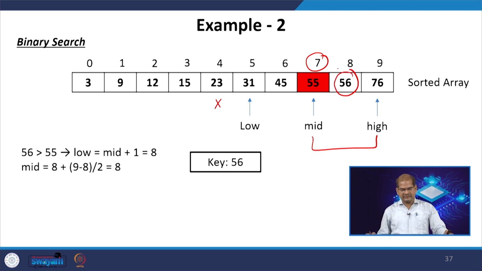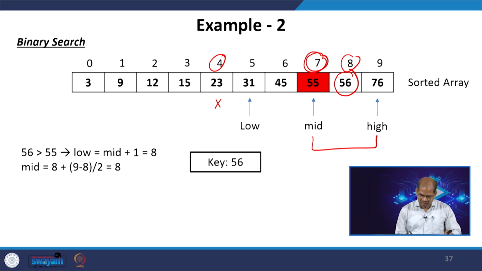So, how many checks do I need to do? Here I just check 3 times. I checked at 4, I checked at 7, then I checked at 8. So, in 3 checks I can find the element in the array. So, this is called order of log n complexity. This algorithm, the binary search algorithm, has complexity of order log n base 2.